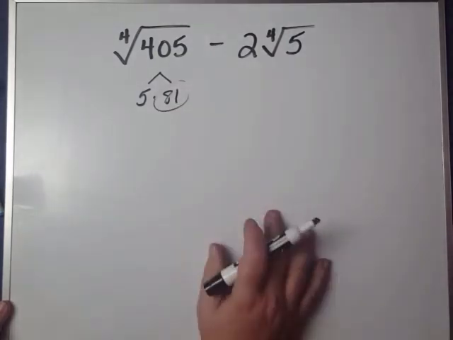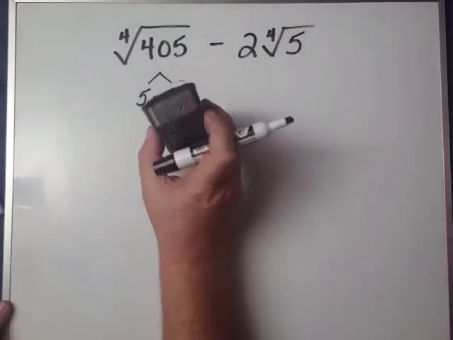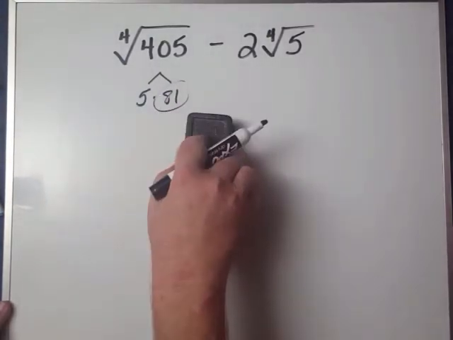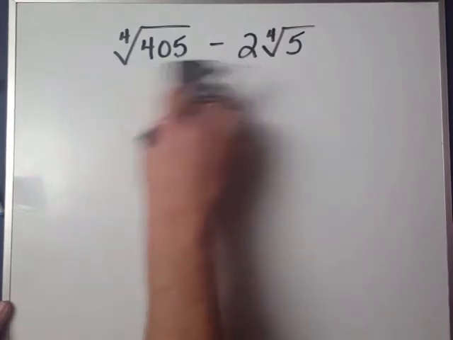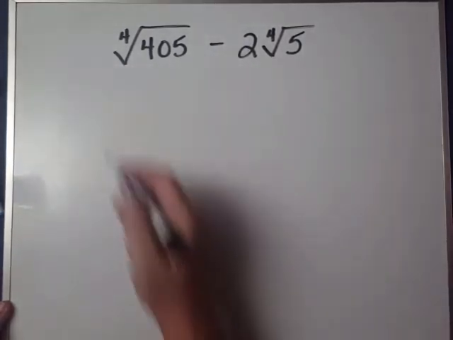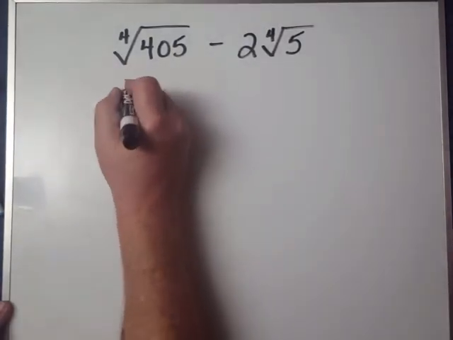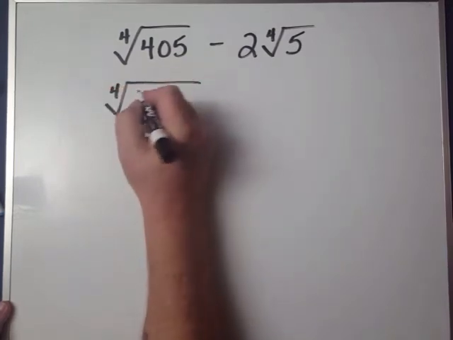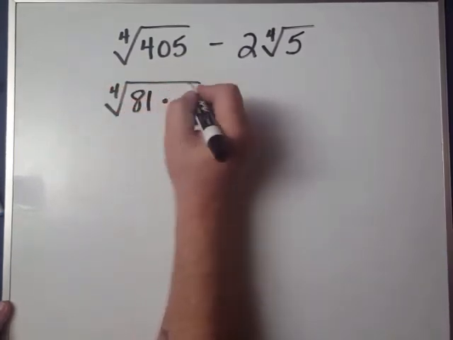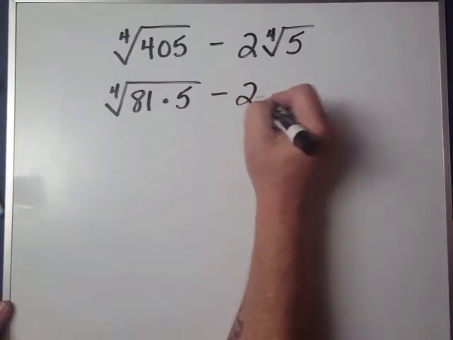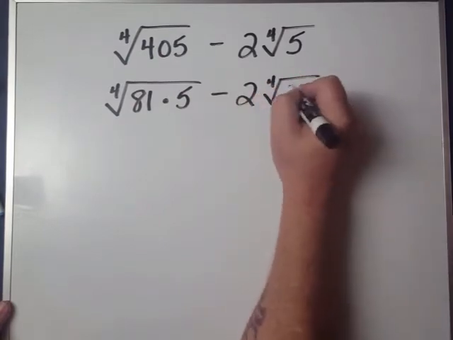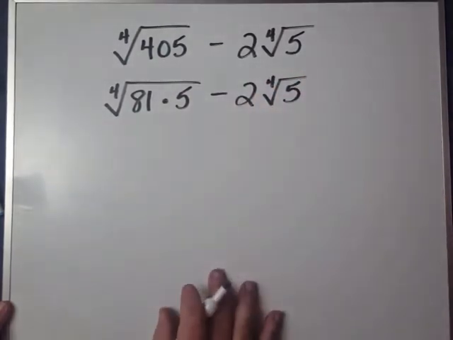Oh, well, right there's a perfect fourth power. 81 is 3 to the fourth. So I don't need to finish my prime factoring. I've already discovered, quite happily, the perfect fourth power that is contained in 405. 405 is 81 times 5. This second term is already simplified.